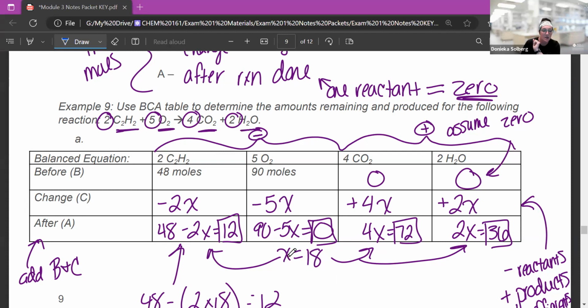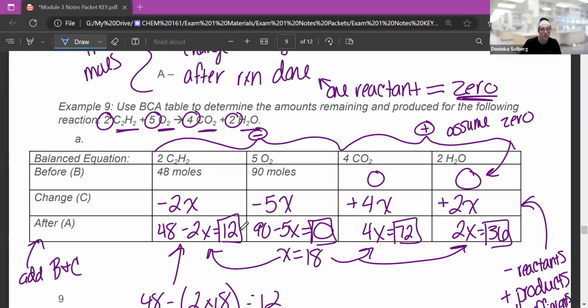Okay, then I can plug that x value into this equation, and this equation, and get how much stuff there is at the end of the reaction. There's 12 of these left over, none of this because it was my limiting, 72 over here and 36 over here. That's how much stuff there is after the reaction.